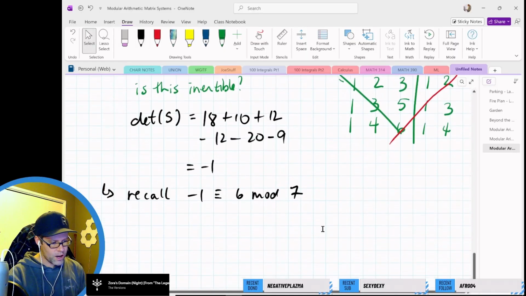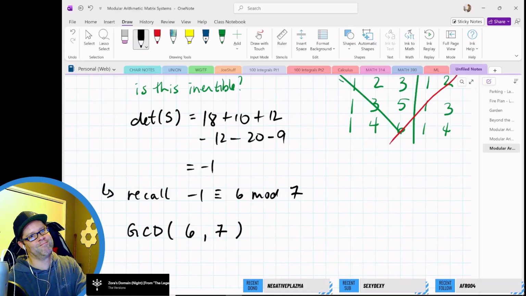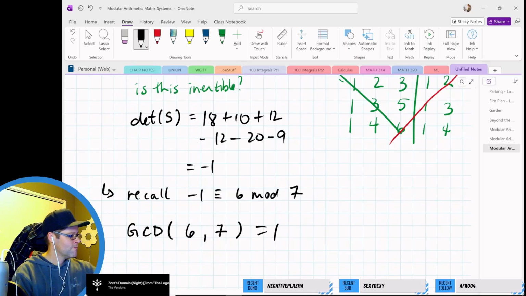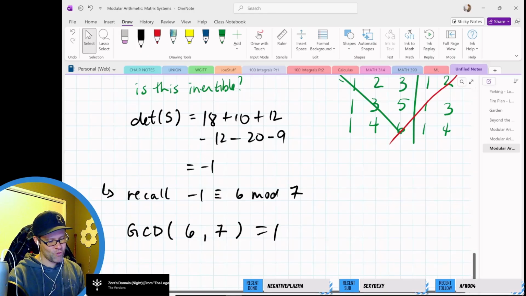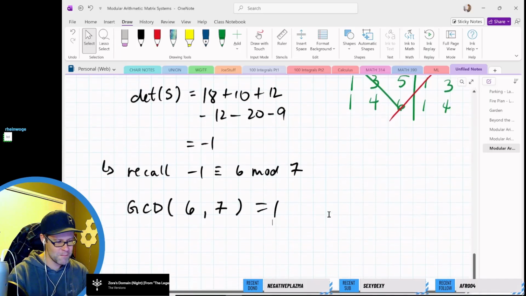Okay, so let's check our GCD. So the GCD of 6 and 7... It happened again, chat. It happened again. Is 1. Why does 6, 7 keep coming up? Why? Why? I wrote these like 3 years ago.